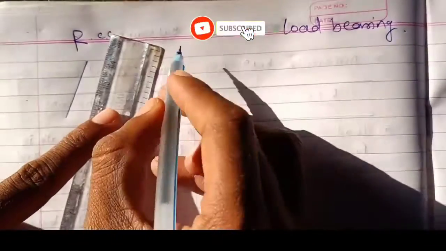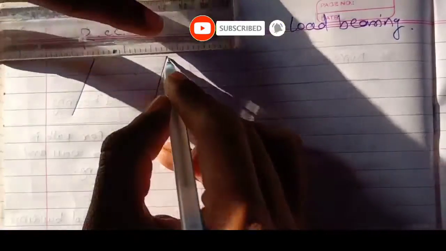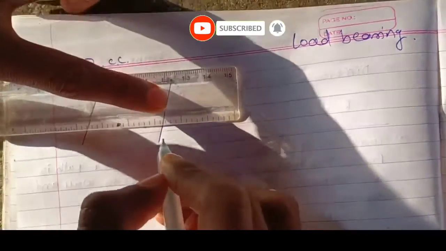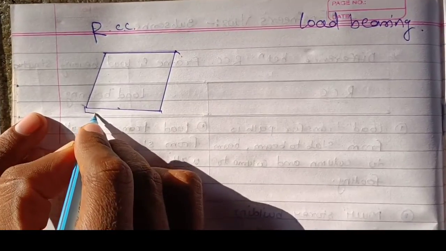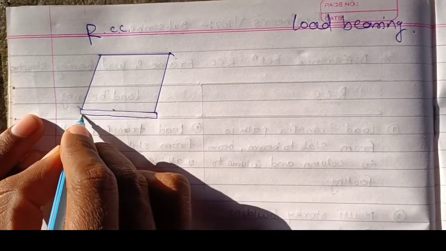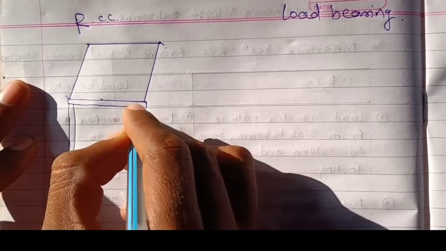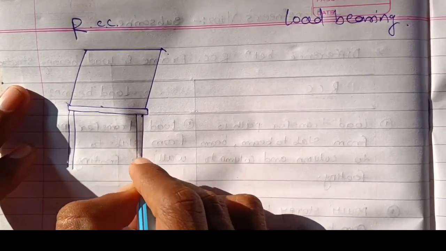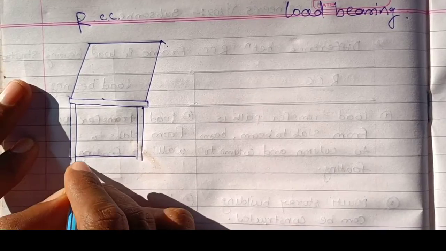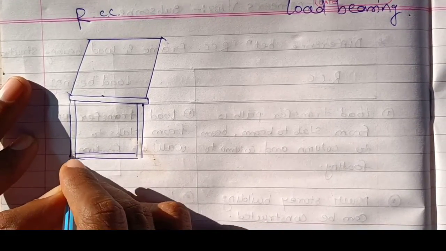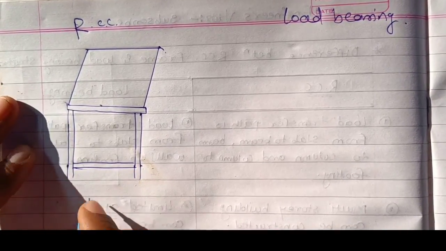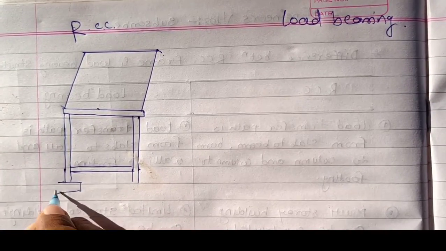In RCC, this is a slab, this is a beam, and here a column, and here the ground supporting beam, and here is the footing.